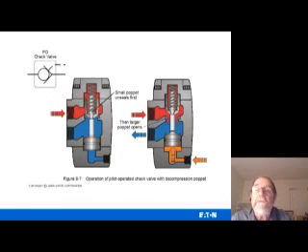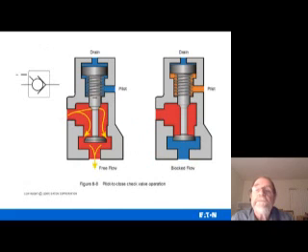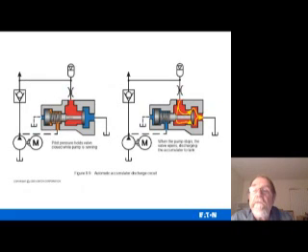And it's all through the pilot fluid. And then here's another one, a pilot to close check valve. It uses a pilot to close it instead of opening it. And here's some circuits with how they work.